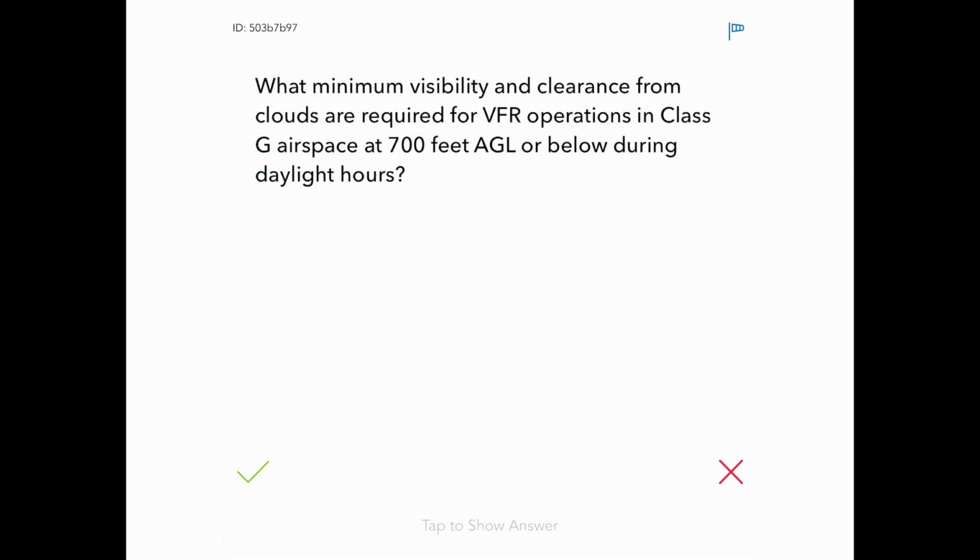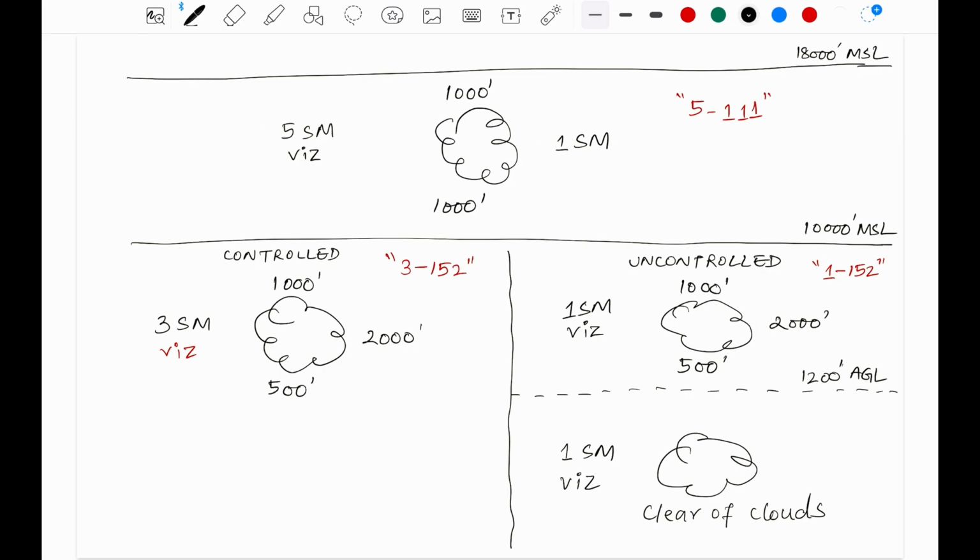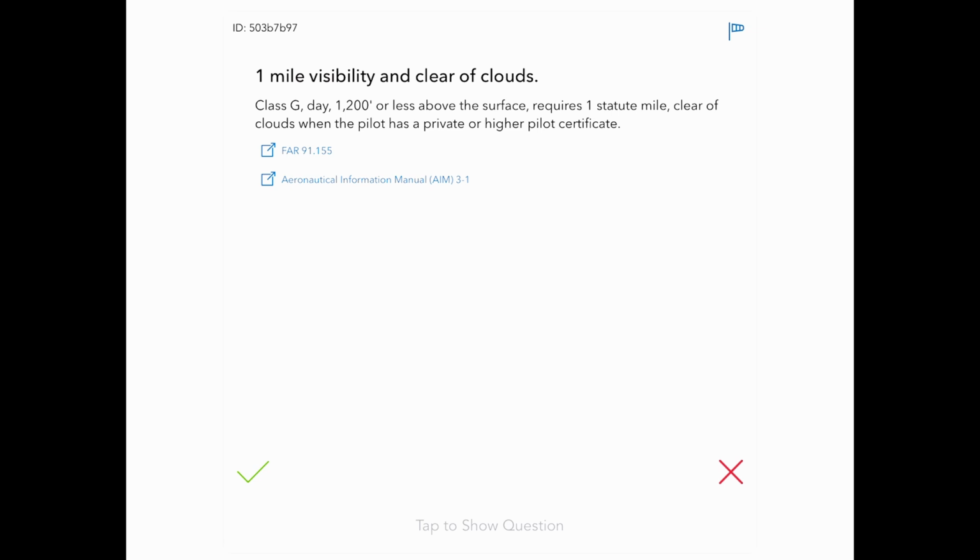Another question. What minimum visibility and clearance from clouds are required for VFR operations in Class G airspace at 700 feet AGL or below during daylight hours? So Class G is uncontrolled. So we are looking at the right-hand side of our diagram, and 700 feet AGL or below. So that is the bottom right of our drawing, and the visibility there is 1 statute mile and clear of clouds. Tap to show answer. So 1 mile visibility and clear of clouds.